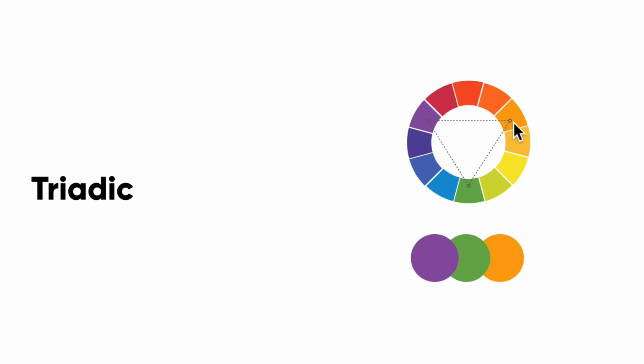Probably the last one is tetradic, and this scheme usually utilizes two sets of complementary pairs. And they're so hard to balance and pull off because one color needs to be the primary without overtly dominating the others. And that's why I kind of avoid that color scheme when I'm trying to create a user interface. So I would stick to these as your go-tos.